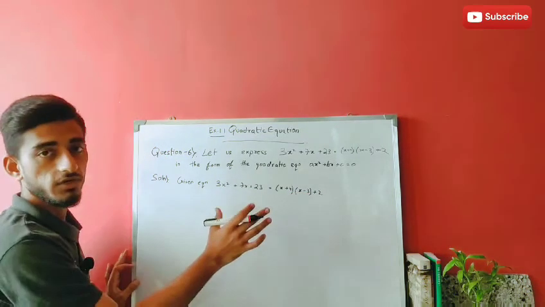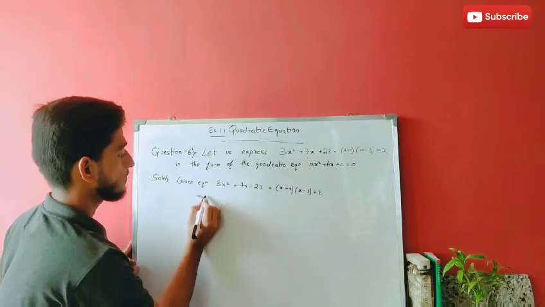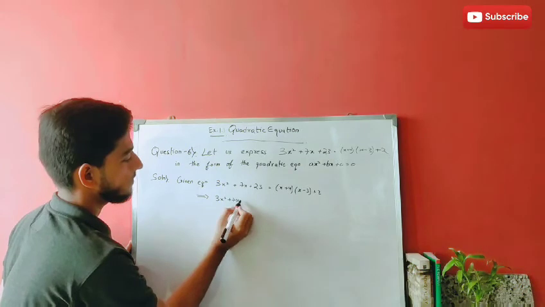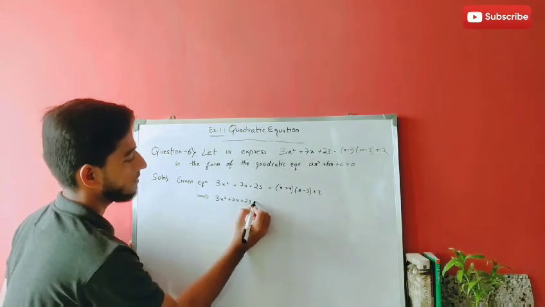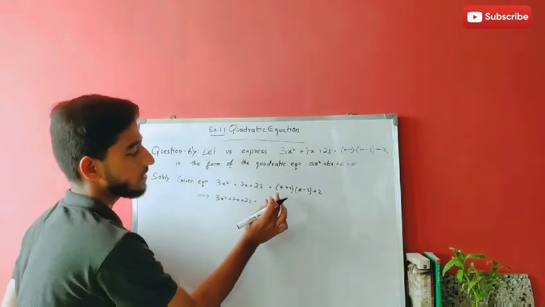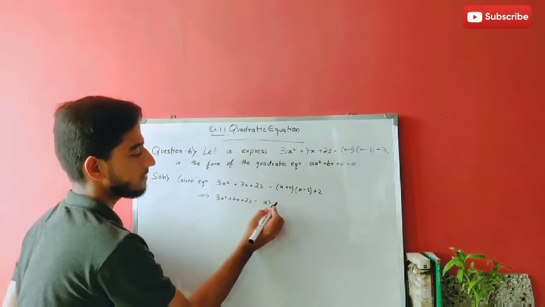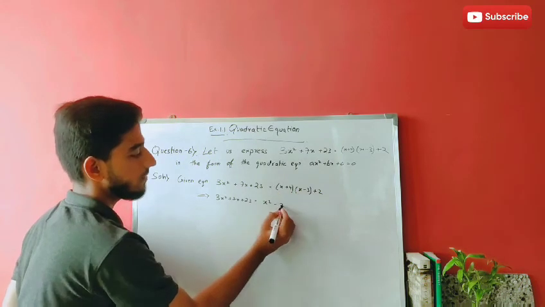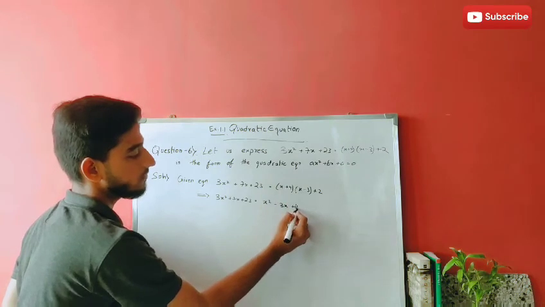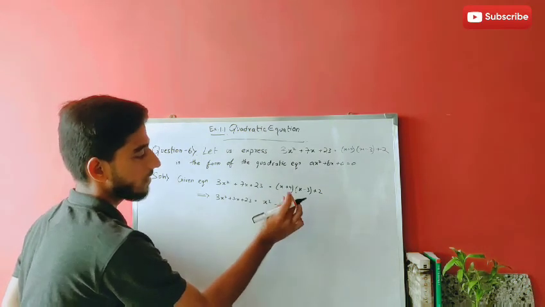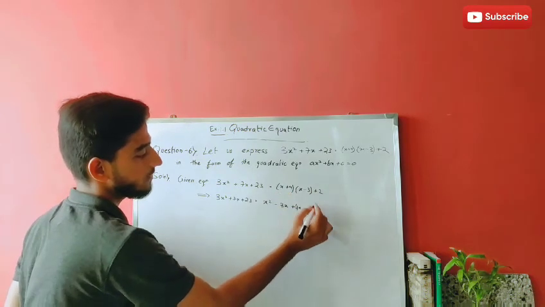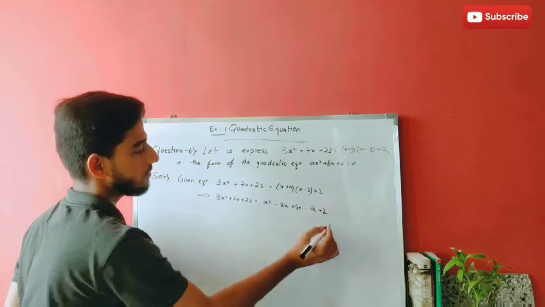ये हम लोग का गिवन इक्वेशन है. So 3x square plus 7x plus 23 is equal to, first we will solve this. ये दोनों को हम लोग मल्टीप्लाई कर लेंगे. So x into x, x square, x into minus 3, minus 3x, plus 4 into x, plus 4x, then plus 4 into minus 3, minus 12, then we have plus 2.